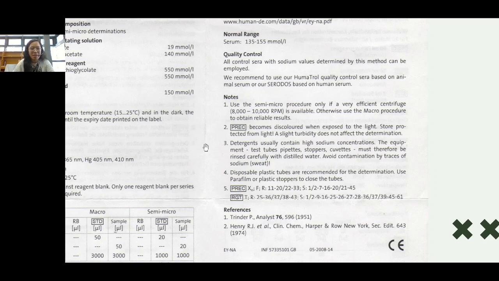And then detergents usually contain high sodium concentration, so the equipment, your test tubes, your pipettes, all the equipment used to measure your sodium must be rinsed carefully with distilled water, and you must avoid contamination by traces of sodium, especially your sweat. Because, of course, our sweat is made up of sodium chloride, so there is still sodium, and that could affect your test result.